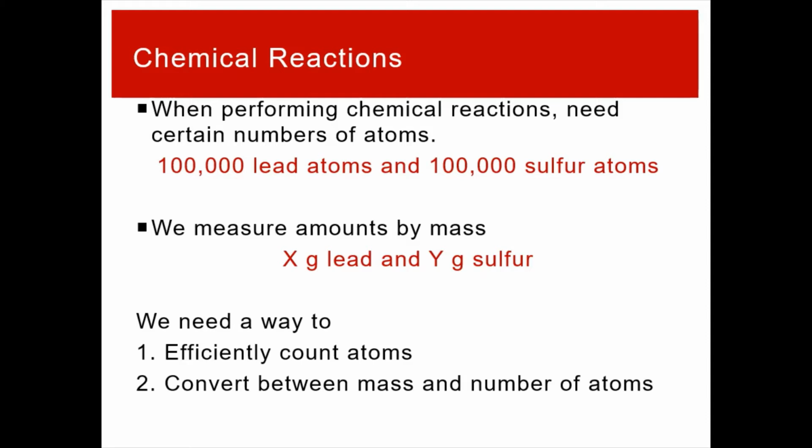So there are two main things that we want to address here. The first is we want to efficiently count atoms. It's going to be cumbersome to be talking about thousands or millions of atoms at a time. And we're going to need a way to convert between this number representation and the actual functional mass representation. Those are the two factors that we're going to work through in chapter 3, especially this first set of videos.